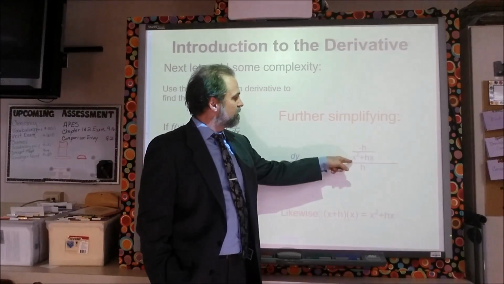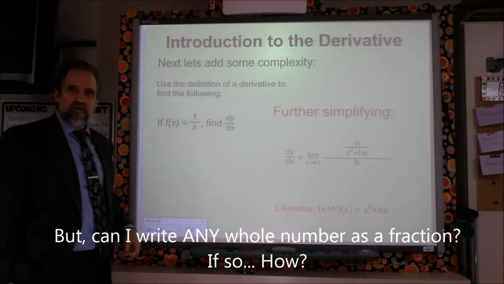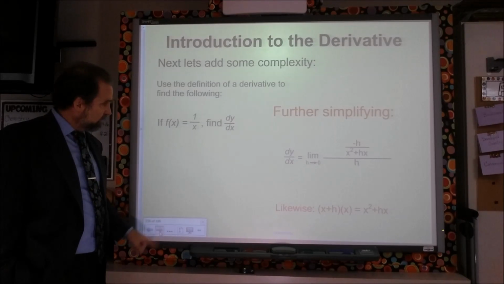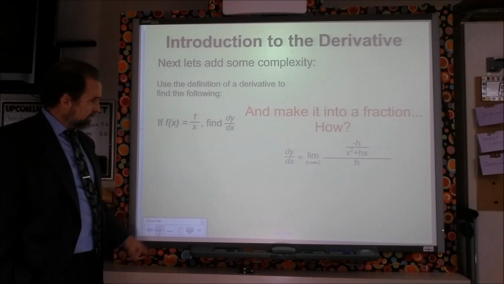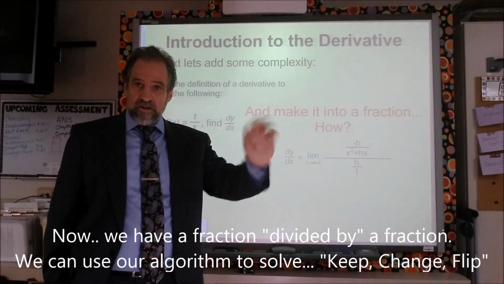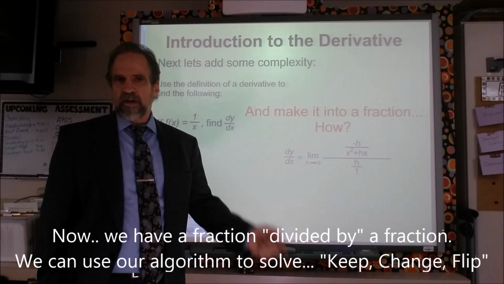So now I have a fraction divided by a whole number. But every whole number could be expressed as a fraction. How do you do that? That's right. You put a 1 under that whole number. Why did I do that? I did that because I want a fraction divided by a fraction, because then I can use my elementary school algorithm. Keep, change, flip, right?